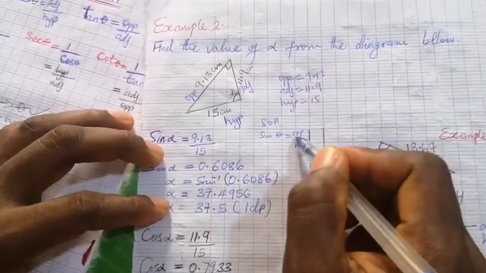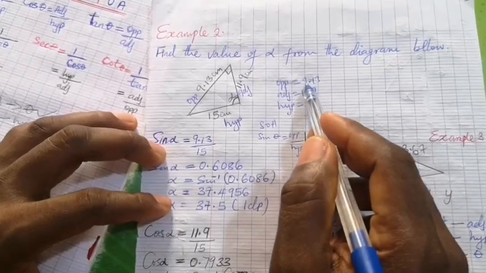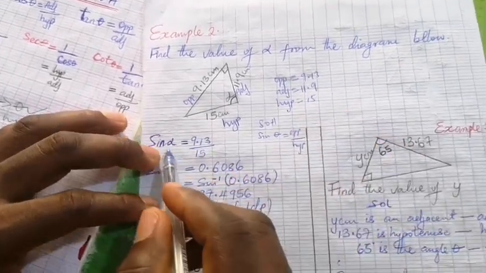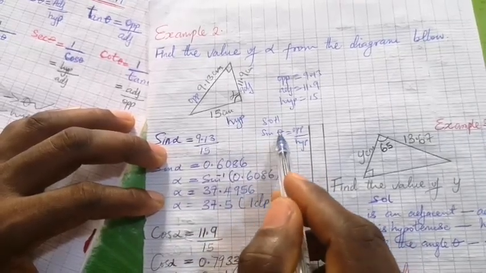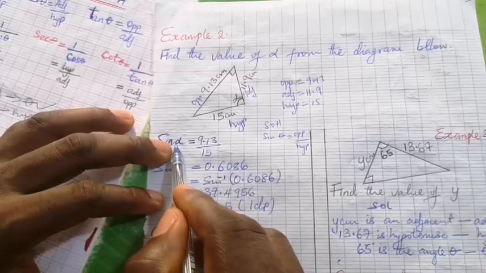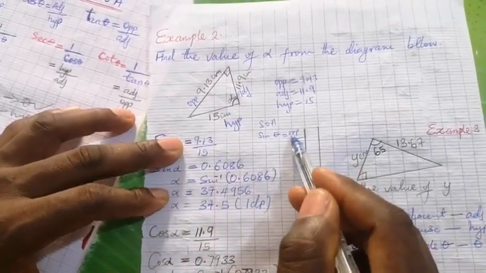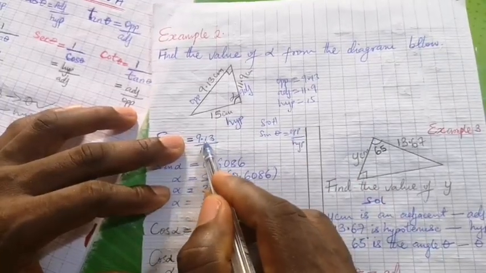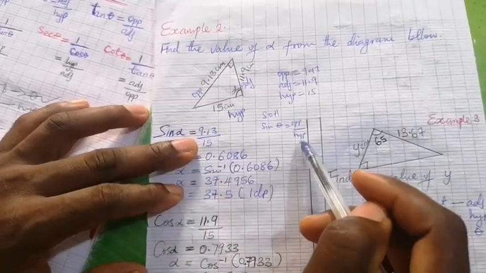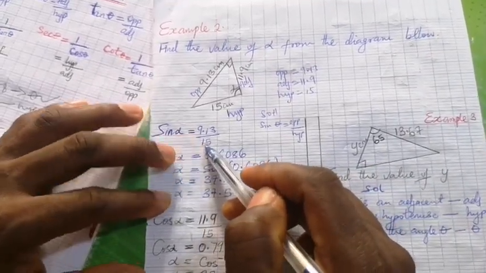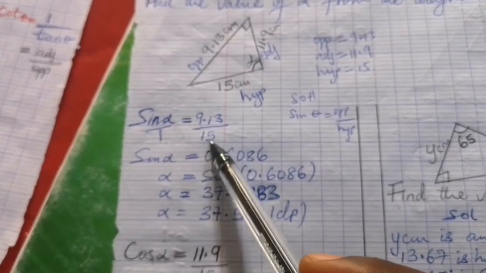Now we have opposite to be 9.13. So look at our sine. We begin to substitute what we have here. Instead of writing sine theta, we write sine alpha, because what we are given is alpha. Then it's equal to, instead of writing opposite, we write 9.13, and all over, instead of hypotenuse, we write 15. Sine alpha will give us 9.13 divided by 15.